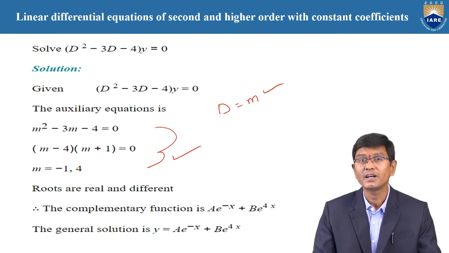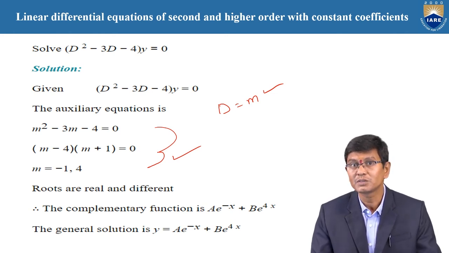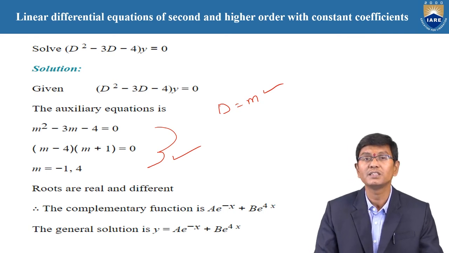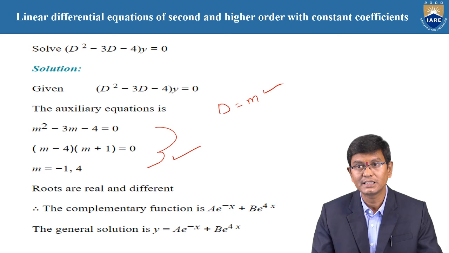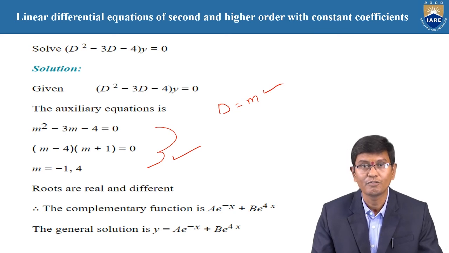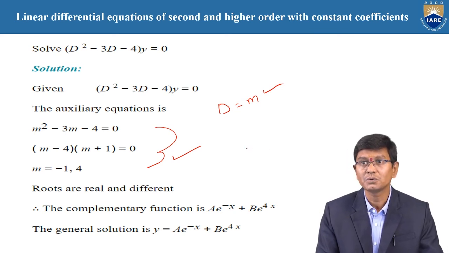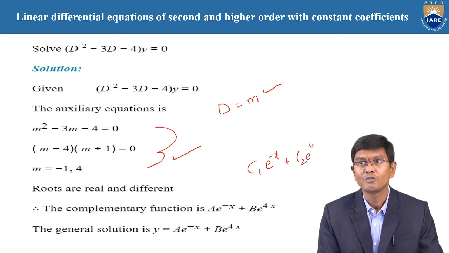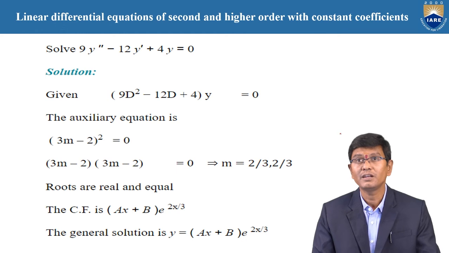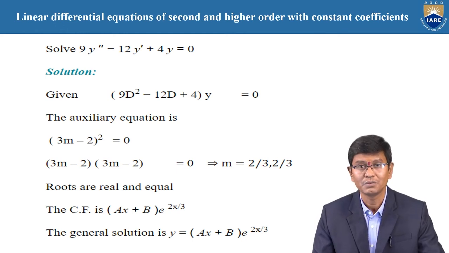Therefore, according to the different category, if you want to write in terms of A, B or C1, C2, the complementary solution is A e power of minus x plus B e power of 4x. That also, if you want to write in terms of the summation, with constants C1 and C2, is C1 e power of minus x plus C2 e power of 4x. Both are the same.